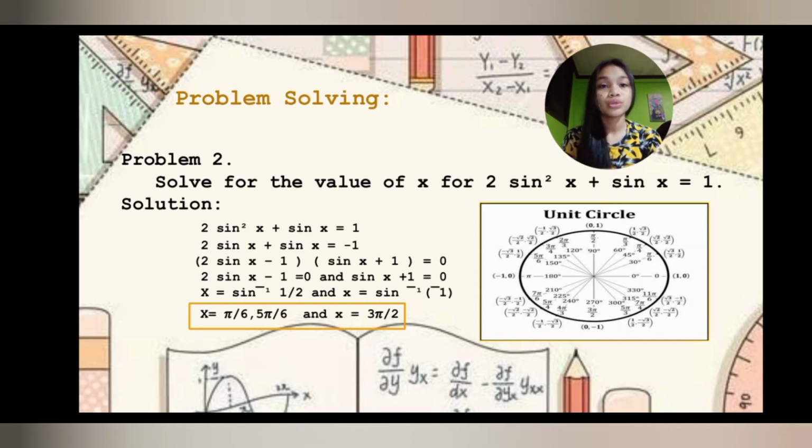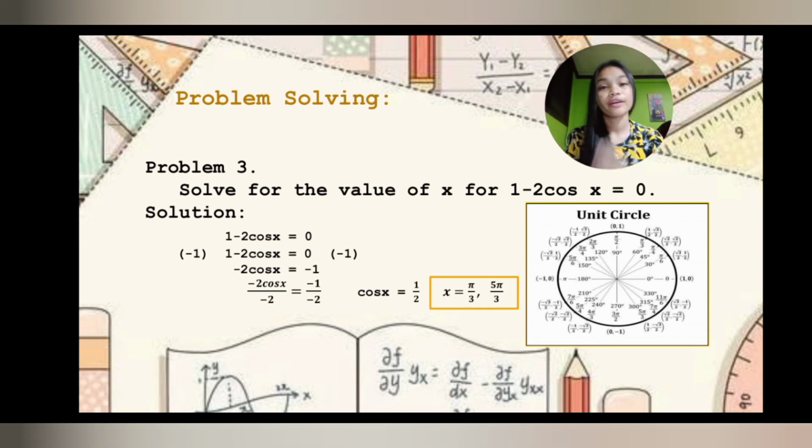And then we can come up with 2 sin x minus 1 equals 0 and sin x plus 1 equals 0. So we can get sin x equals 1/2 and sin x equals negative 1. We can get the answer in our unit circle, where sin 1/2 gives x equals pi over 6 and 5 pi over 6, and x equals 3 pi over 2.